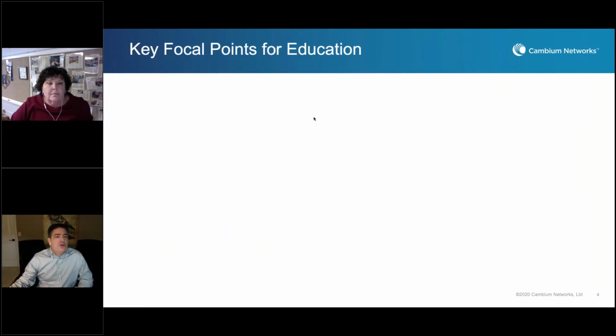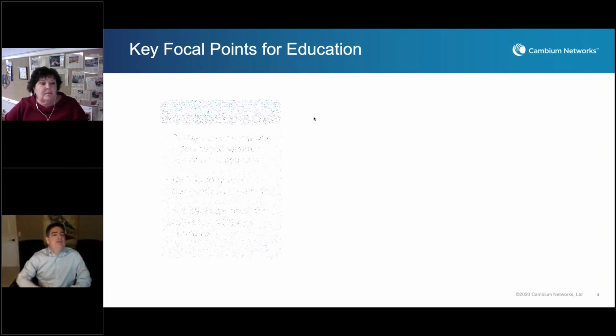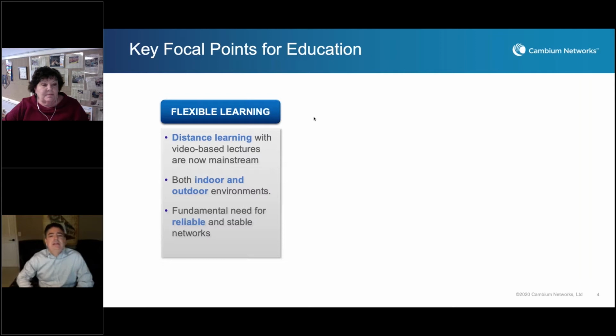Some key focal points for education, just in our discussions with customers and kind of what we see overall. There's obviously a lot of flexibility that's needed in today's world. Back in March of 2020, lots of our customers were scrambling to do things to get back online in remote distance learning kinds of scenarios. In some cases, they expanded coverage to outdoor locations, and the underpinning requirement in all these cases was having a reliable, fundamentally stable network to be able to support these things.